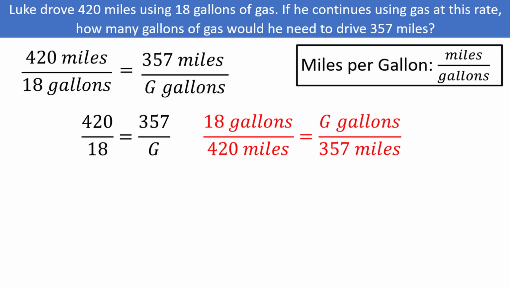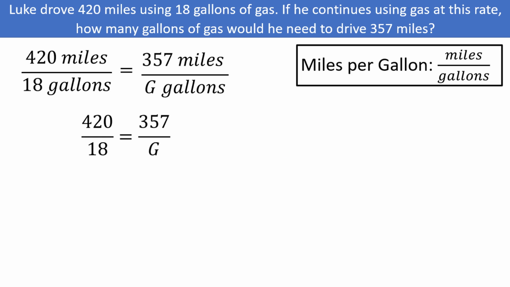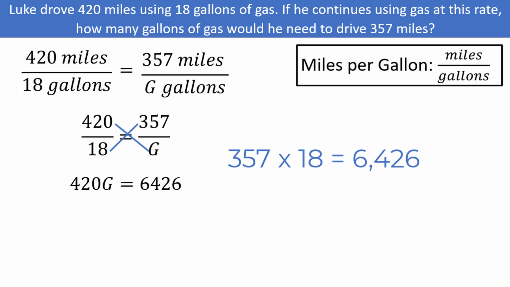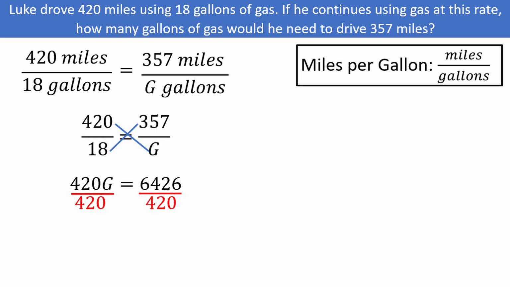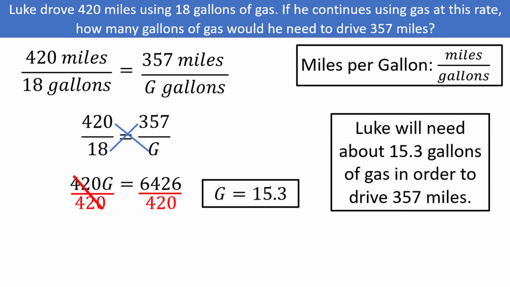Okay, so now we have two fractions set equal to each other, so we could cross multiply to solve for G. We have 420G is equal to 357 times 18, which is equal to 6,426. Dividing both sides by 420, we get the answer, which is 15.3. Luke needs about 15.3 gallons of gas in order to drive 357 miles.